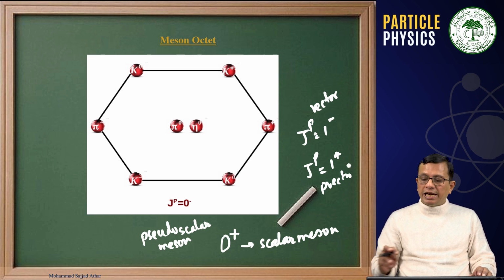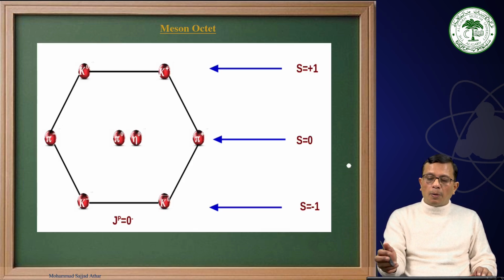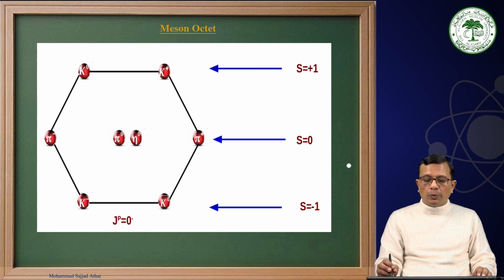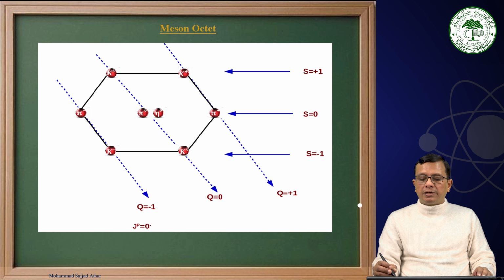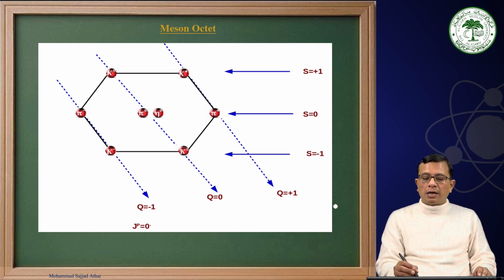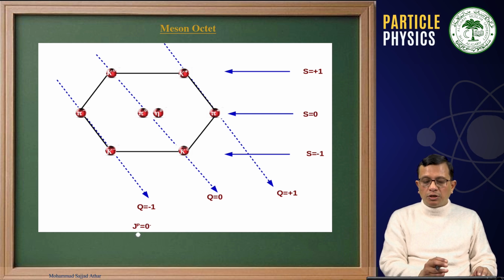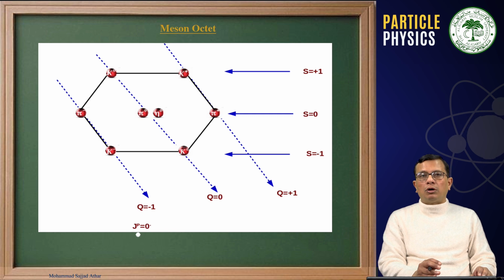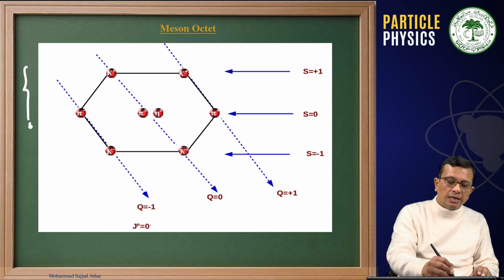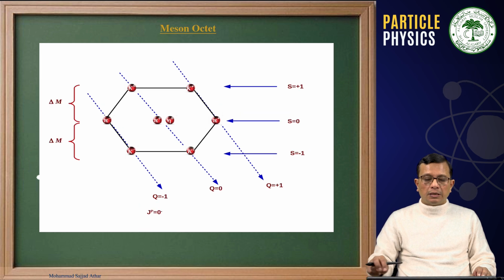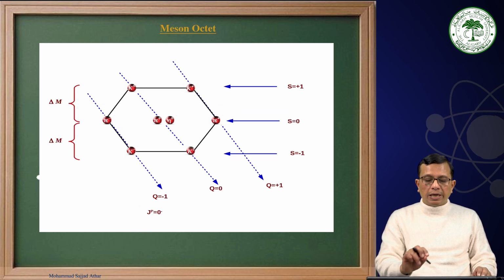Therefore, as you can see, there are 8 particles. Top one has a strangeness plus 1, the middle one has a strangeness 0, and the bottom one has a strangeness minus 1. Then the diagonal lines, extreme right dashed line is charge plus 1, central charge 0, and extreme left charge minus 1. Therefore, from right to left, you see it is in decreasing order of the charge. From top to bottom, it is in the decreasing order of strangeness. And what I am telling you is that the mass difference here is the same as the mass difference here. That is what I am showing by putting delta M.